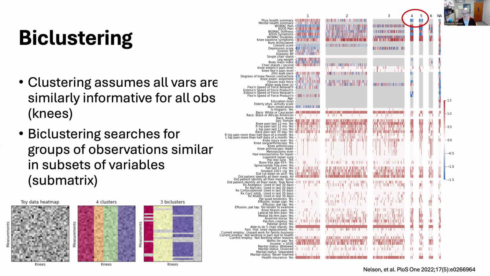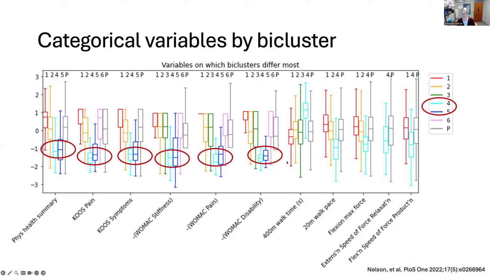And if we look at those 2, 4 and 5 here, we see that they are characterized at baseline, so this is the data that developed the bicluster, by poorer physical health, more pain and symptoms by KOOS and WOMAC. The WOMAC is flipped, so they're all on the same scale.